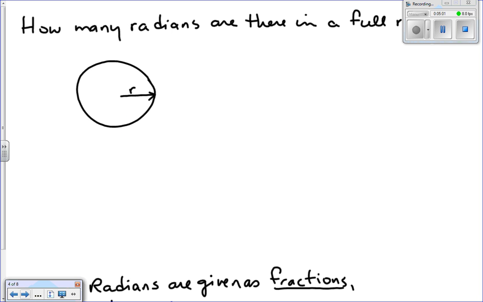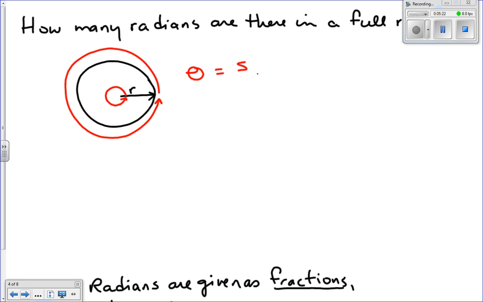Let's continue on with this. How many radians would there be in a full rotation? So if I were to go all the way around and end up in the same spot, how many radians would that angle be? If you think about the formula that the angle is equal to the arc divided by the radius, how long is the arc?